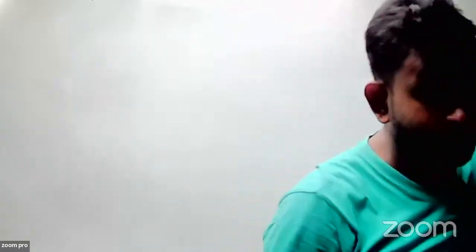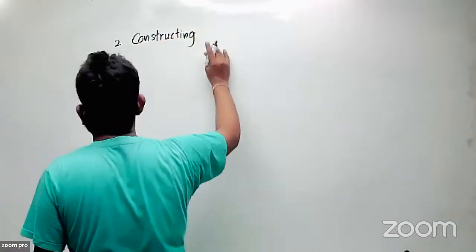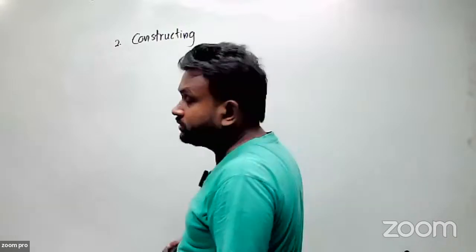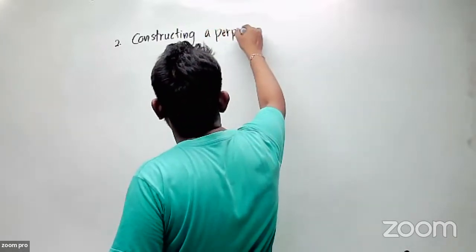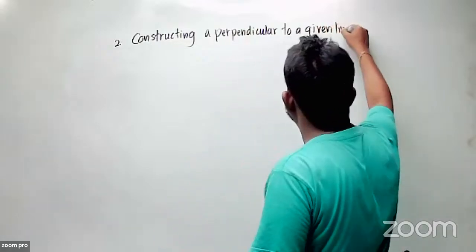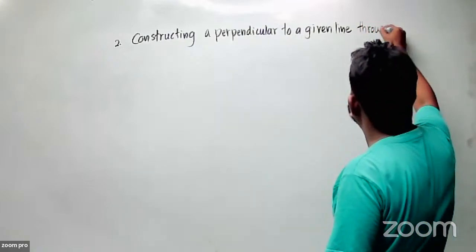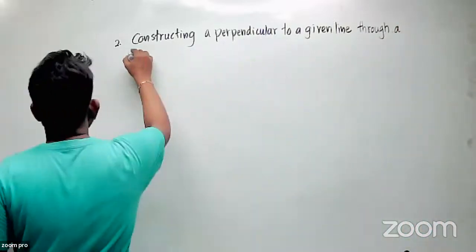Right. Second one. So now we drew perpendicular from an external point. Now point on the line. Right. Write down the second one. Constructing a perpendicular to a given line through a point on the line.